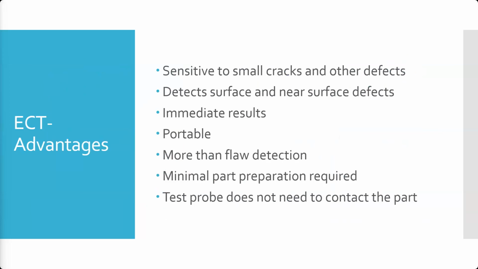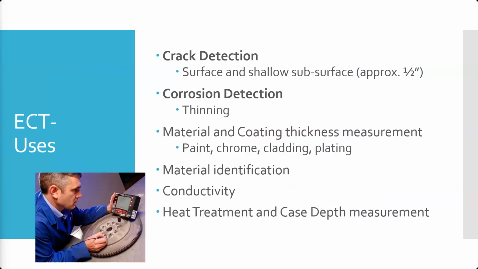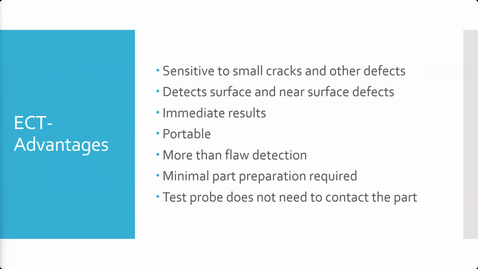Minimal part preparation is required. As I mentioned before, it can actually be used to find things like paint thickness. So typically you don't have to remove any paints or coatings. With a fuselage, an airplane in operation, you don't want to have to strip the paint every time you do an inspection for rivet cracking. That's the advantage, and that's why we wouldn't do dye penetrant on all those rivet lines.